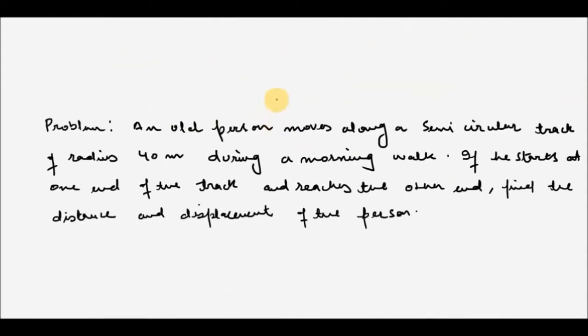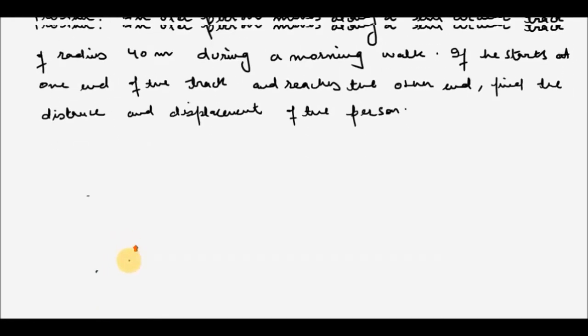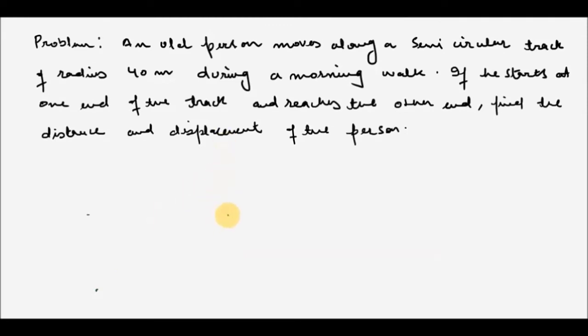So here's a problem. And here goes the problem. Now the problem is that an old person moves along a semicircular track of radius 40 meters, right? During a morning walk, if he starts at one end of the track and reaches the other end, find the distance and the displacement of that person, right? So let me draw a diagram first.